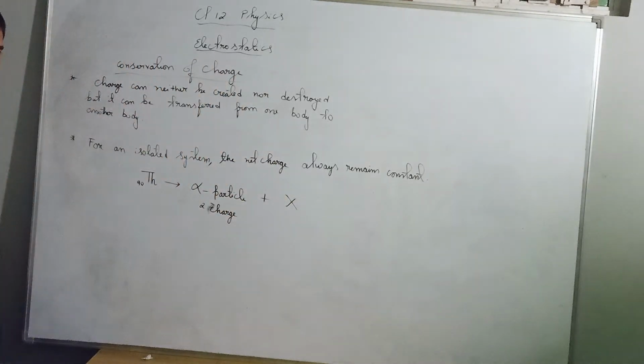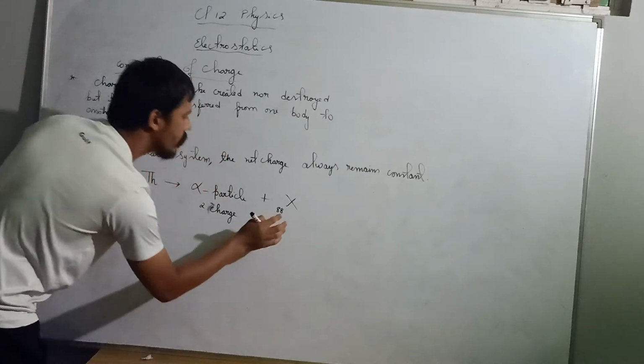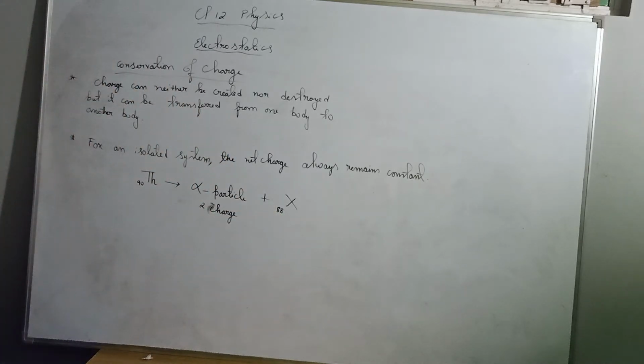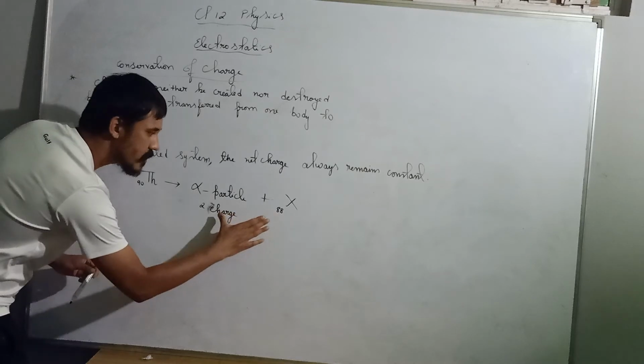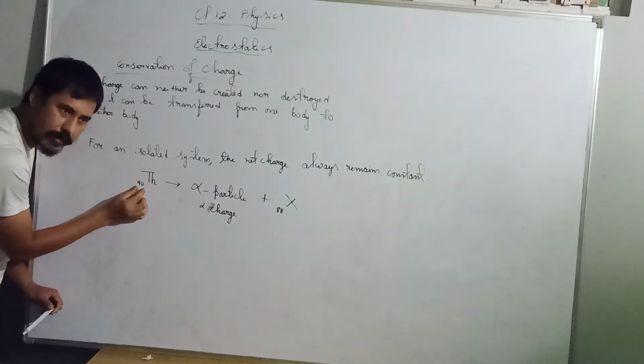How many positive charges will this element have now? 88. How do you know it's 88? Because their sum should be equivalent to 90.